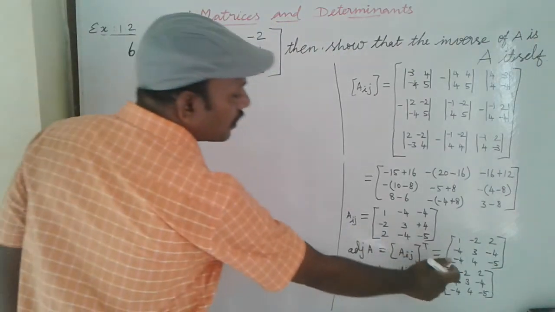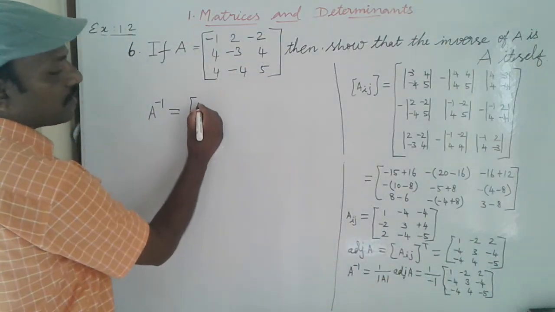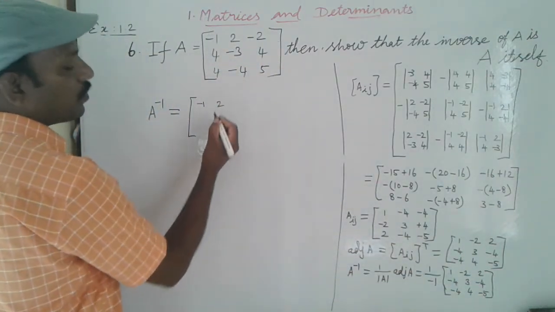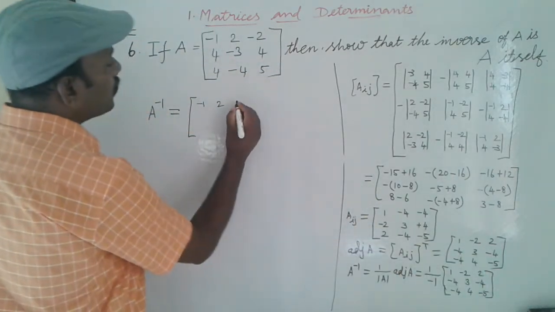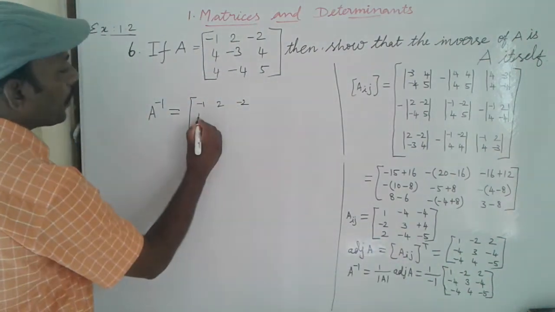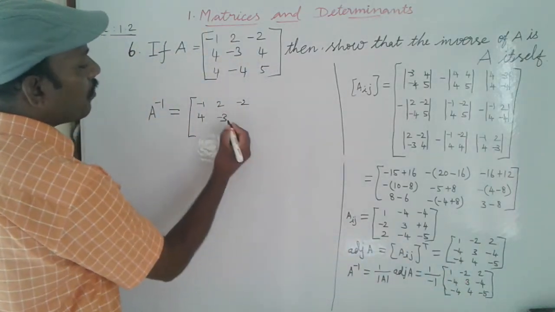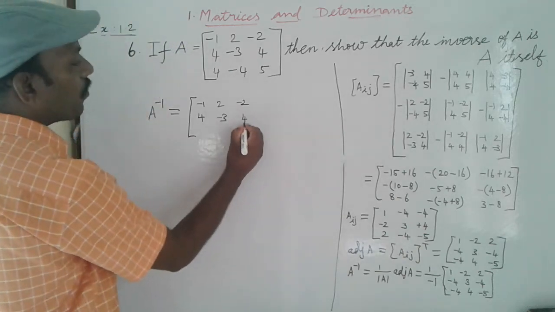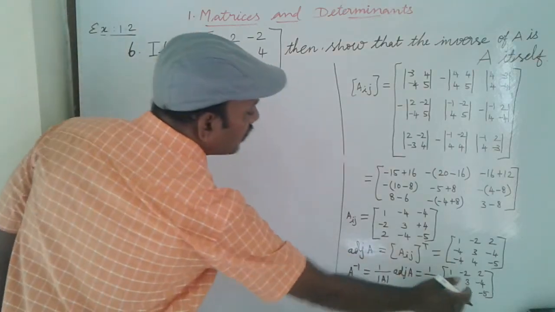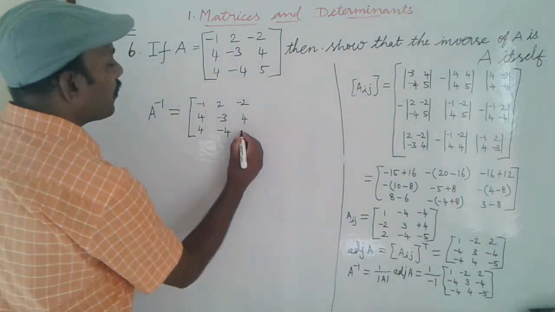Every sign is changed: plus becomes minus, minus becomes plus. So plus 1 is minus 1. Minus 2 into minus is plus 2. Minus 2. Next row: minus into minus is plus 4. Next row, minus into plus is minus 3. Minus into minus is plus 4. Minus into minus is plus 4. Minus into plus is minus 4. Minus into minus is plus 5.